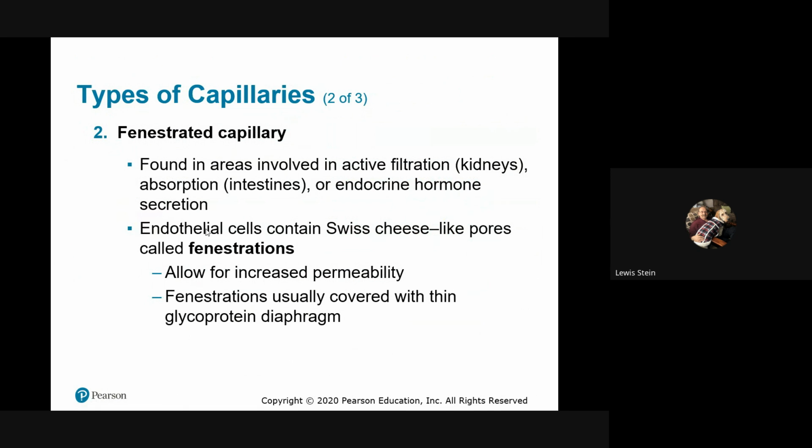Okay, that's what filtering is. So they give it Swiss cheese like pores.